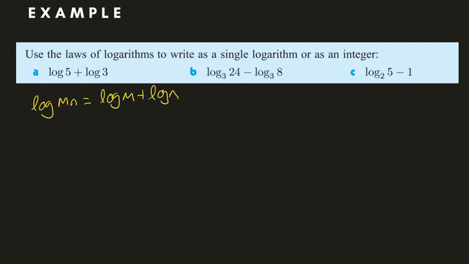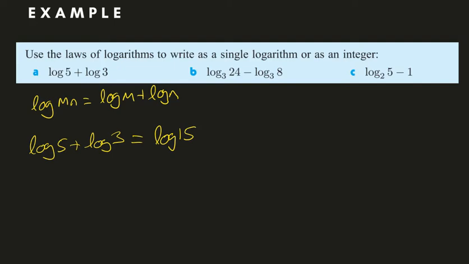So what we can do here is bring these together. We could write our log 5 plus log 3 as log 15. We can multiply them together. And just like the second law, we can now apply to part B.